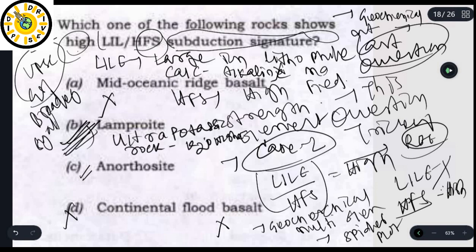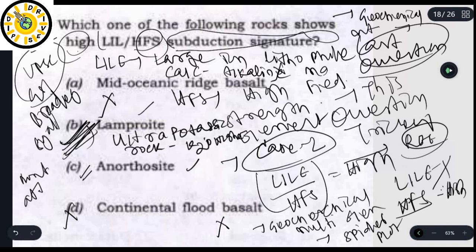But if you go to the Rawlinson paper, it is stated that from this type of spider plot, anorthosite may have the higher ratio. If there is this type of question in the near future, don't attempt it. My suggestion is not to attempt this type of question. Maybe anorthosite, maybe lamproite will be the answer, but my suggestion is lamproite instead of anorthosite. Let's see the answer key whenever it is published.